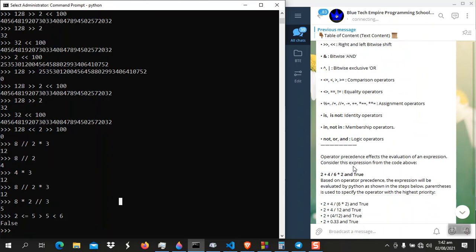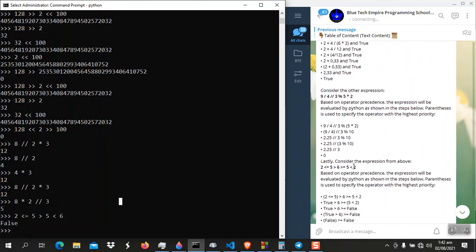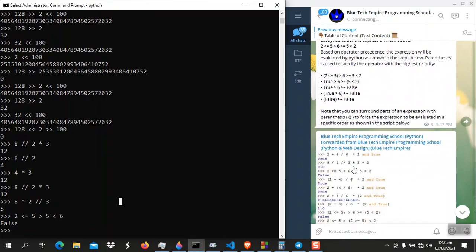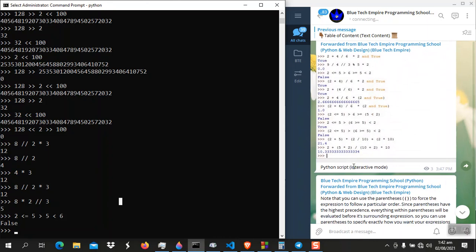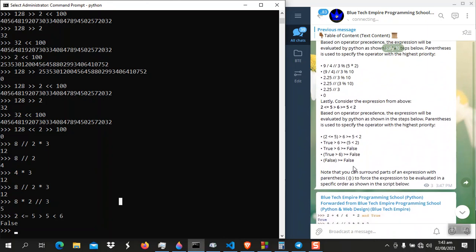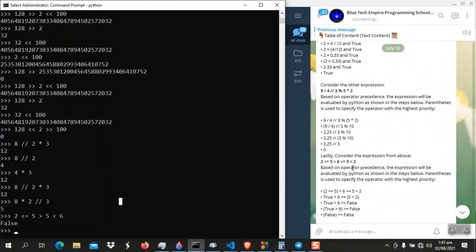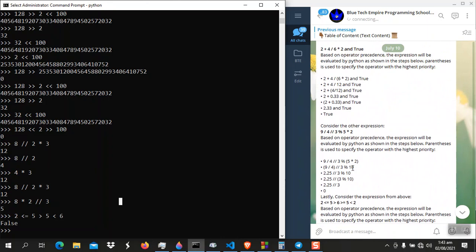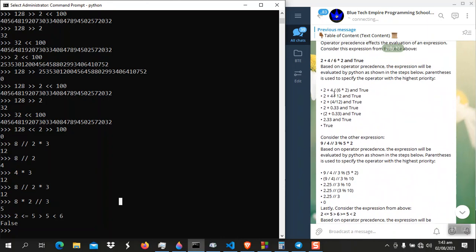So basically that's the idea of this operator precedence. You can see other examples here, and here. So you can see we have 2 plus 4.